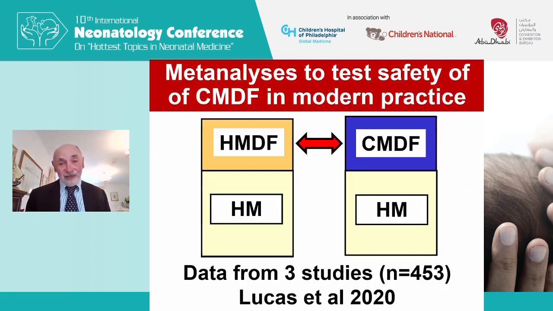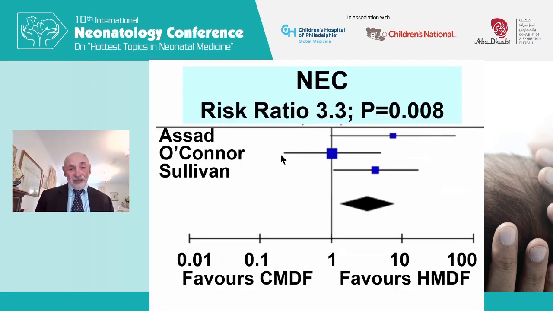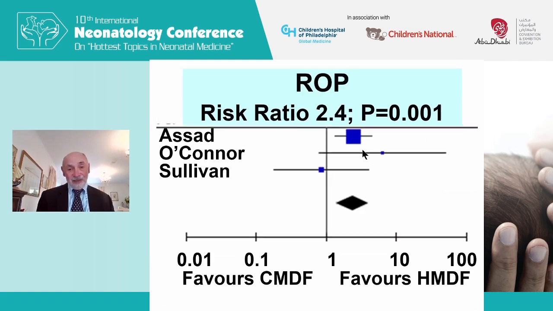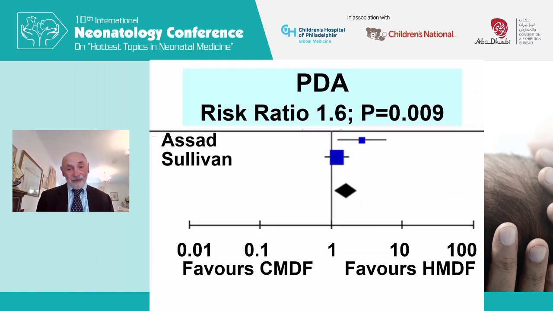So we did a meta-analysis to test the safety of cow's milk derived fortifier in modern practice, which we recently published. 3 studies where the babies had 100% human milk based diet and where it was possible to compare a cow's milk with a human milk derived fortifier. And we found that compared to the human milk-derived fortifier group, the ones fed on the cow's milk-derived fortifier had a 3.3-fold increased risk of NEC, 2.4-fold increased risk of retinopathy of prematurity, and a 60% increased risk of PDA.